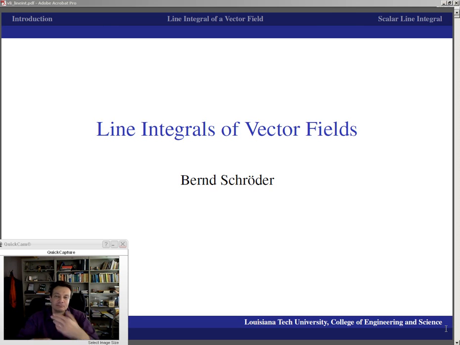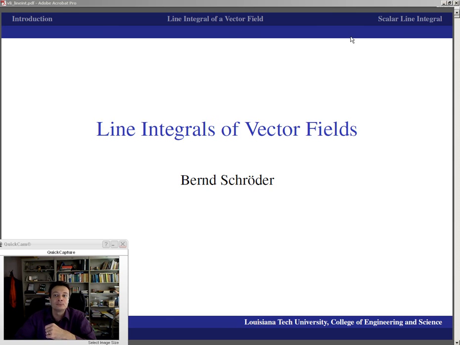I need to just put a little disclaimer or warning in here, and that is that in many texts actually the line integral of a vector field is defined and presented after the scalar line integral. However, and this is my apology or reason for doing it this way, the line integral of a vector field itself, that is what is most used in physics. That is where we can put a lot of physical relevance.